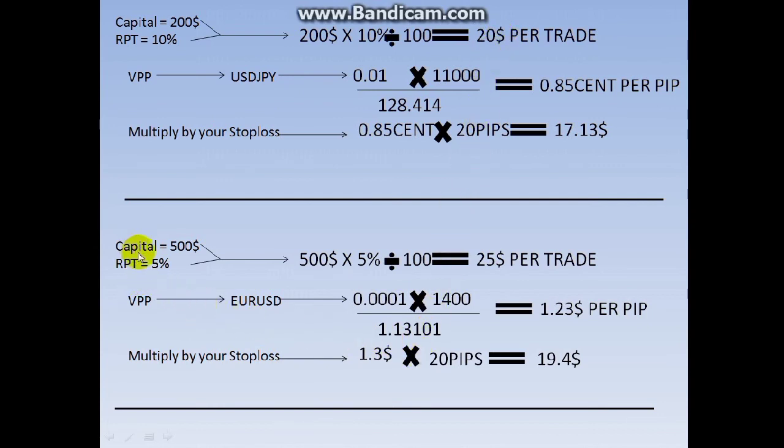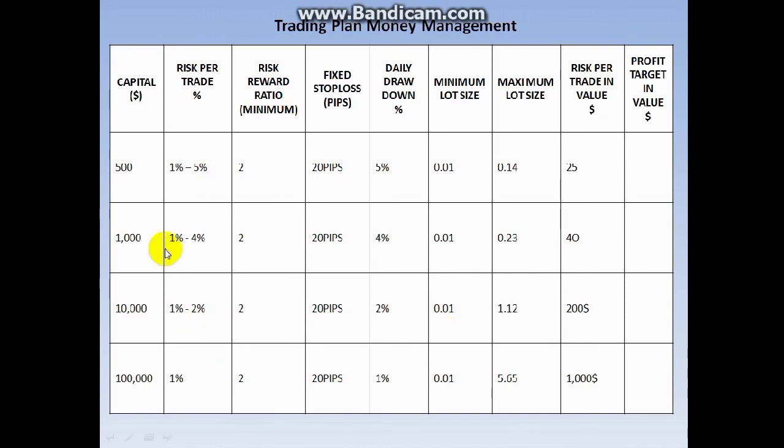Now our next capital is a $500 account, so our risk per trade is 5%. $500 times 5% divided by 100 will give you risking $25 per trade. Now our value per pip is for a non-Japanese pair. In this example, we have EUR/USD, that will be 4 decimal places. Another mistake right here. This ought to be 14,000. Our maximum lot size we are using is 0.14. You can see that here on a $500 capital, right? So our maximum lot size is 0.14.